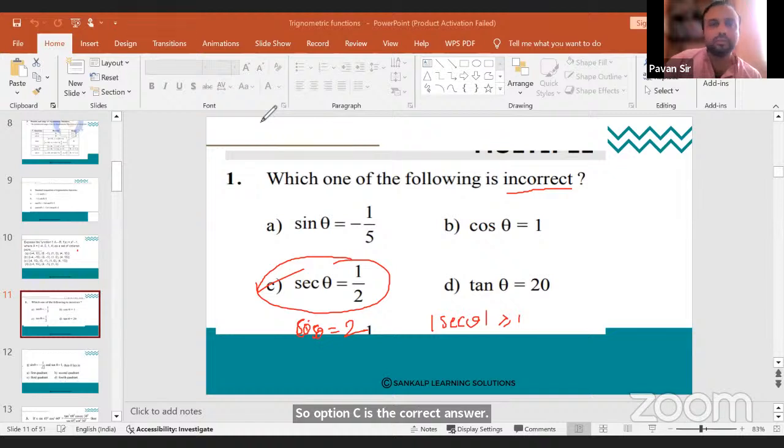Have you all understood this? Please reply in the chat. Are you all understanding? Sir, tan something it is given. Okay. Next one. Next question number.